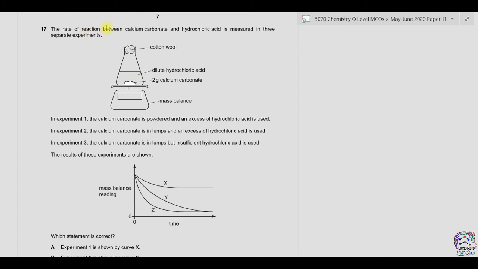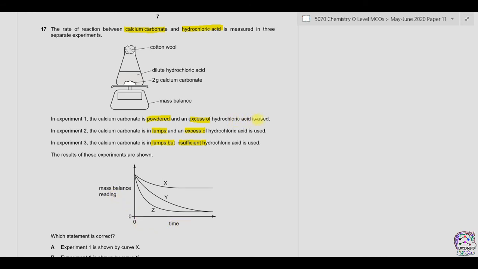Question 17. The rate of reaction between calcium carbonate and hydrochloric acid is measured in 3 separate experiments. In experiment 1, the calcium carbonate is powdered and an excess of HCl is used. In experiment 2, the calcium carbonate is in lumps and an excess of HCl is used. In experiment 3, the calcium carbonate is in lumps but insufficient hydrochloric acid is used. The results of these experiments are shown. On the y-axis we have mass reading, on the x-axis we have time.